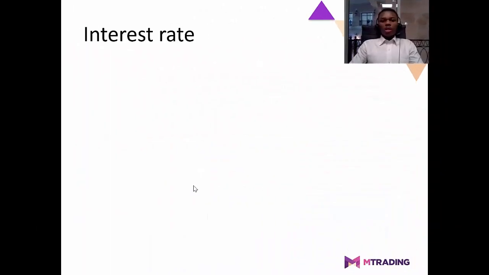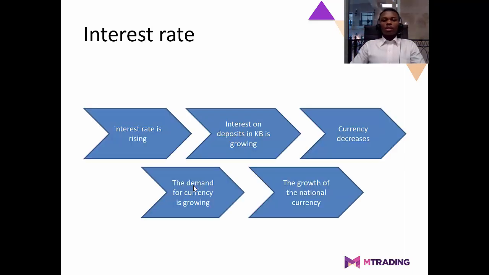Now let's talk about interest rates. This is another thing that has a big influence on the economy. We will not talk about too much detail about this. The thing we need to know is whenever we see interest rates rising, this is an indication that the growth of the country is being strengthened, and it also means that the national currency is getting stronger.